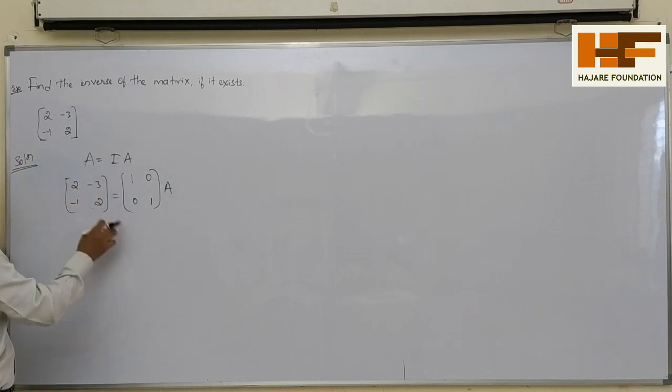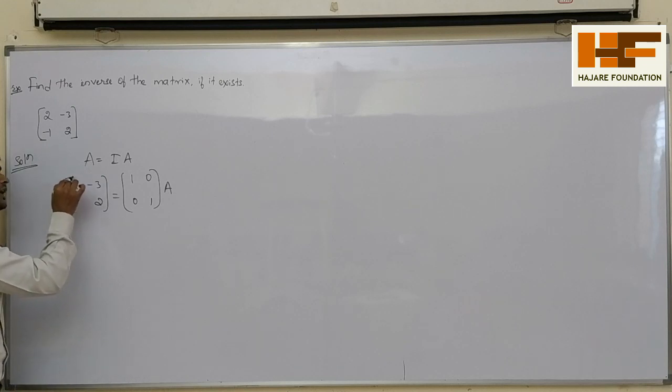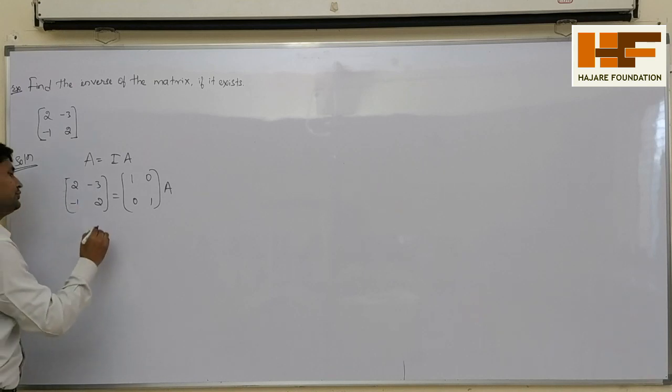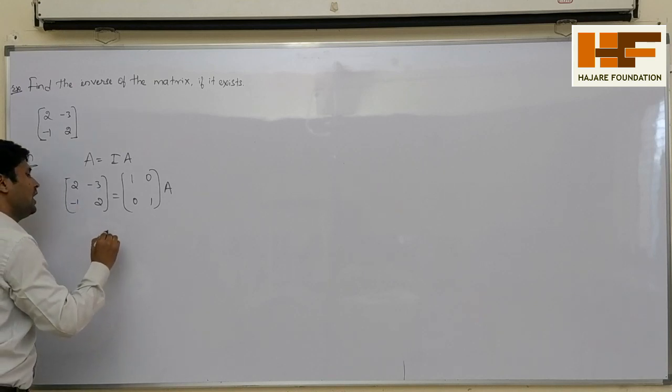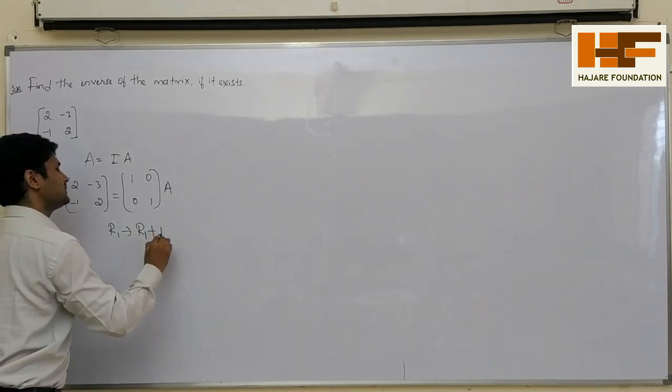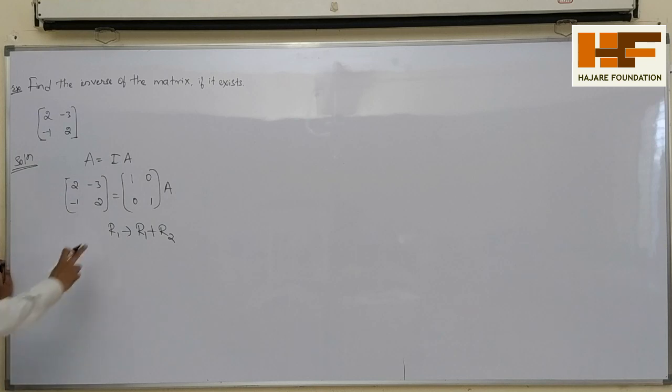Simplify the next, after that we have to make this element as a 1. Suppose if it is 1, we have to continue the procedure. Suppose it is not 1, make A11 element as a 1 using elementary row operation or column operation. I am using elementary row operation. R1 changes to R1 plus R2.